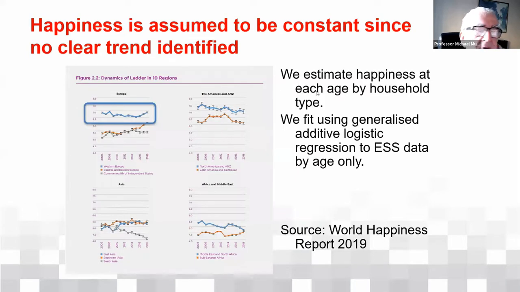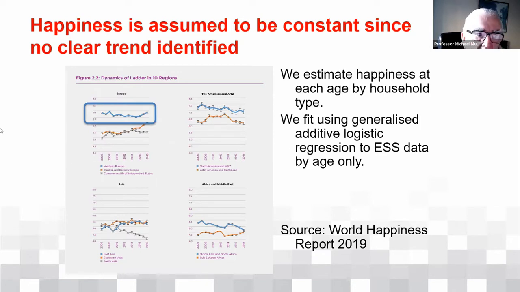We assume happiness is constant since there's no clear trend identified in this. This is the World Happiness Report, and this is quite difficult to read, I'm afraid, but this is actually Europe in the top here. Western Europe is this blue line, and we can see that this is essentially constant over the last 20 years or so. So we assume that these values are constant and see how much change there is due to changing household structures that we projected into the future.